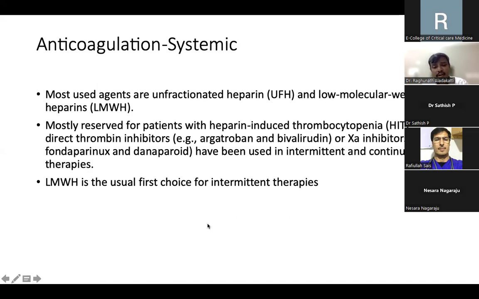In systemic anticoagulation, you can use either unfractionated heparin or low molecular weight heparin. With unfractionated heparin, there is a risk of HIT, heparin-induced thrombocytopenia. Then you can use direct thrombin inhibitors like argatroban, bivalirudin, or Xa inhibitors like fondaparinux, danaparoid, in case of intermittent or continuous therapy. Most commonly low molecular weight heparin is used, the usual first choice for intermittent therapies.